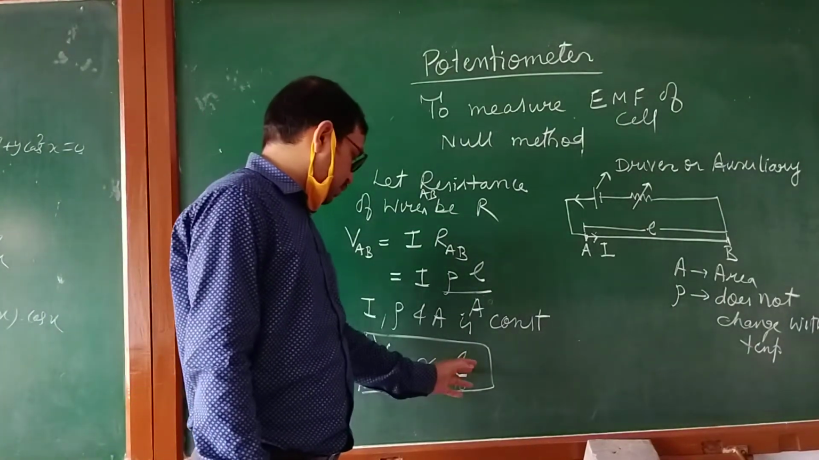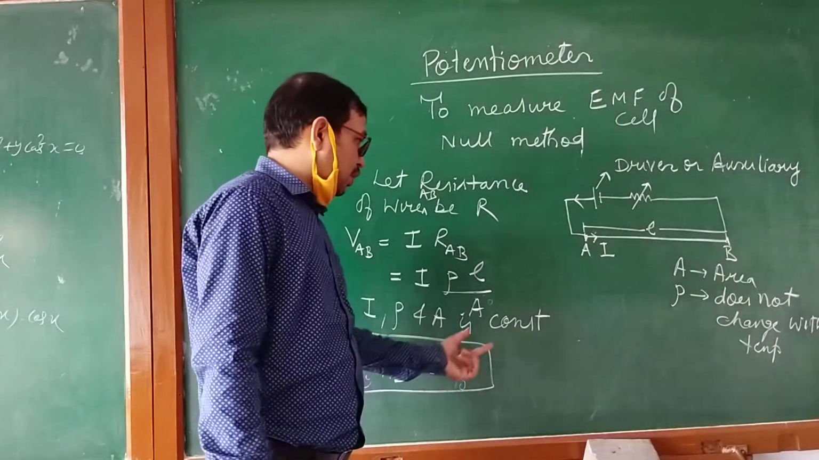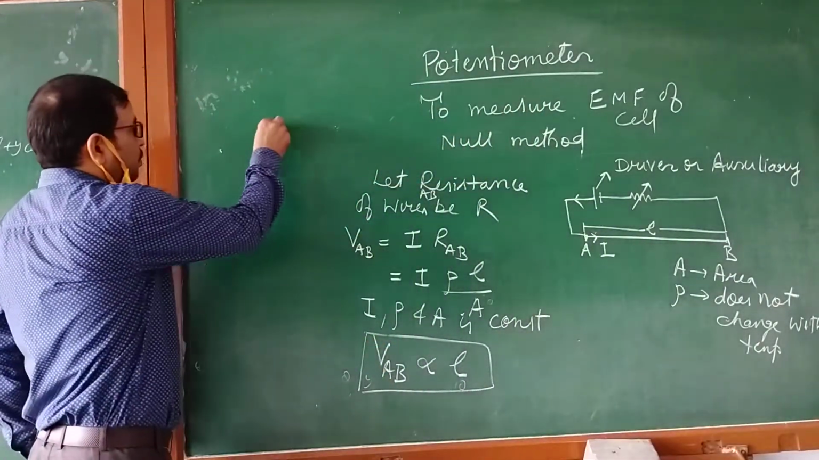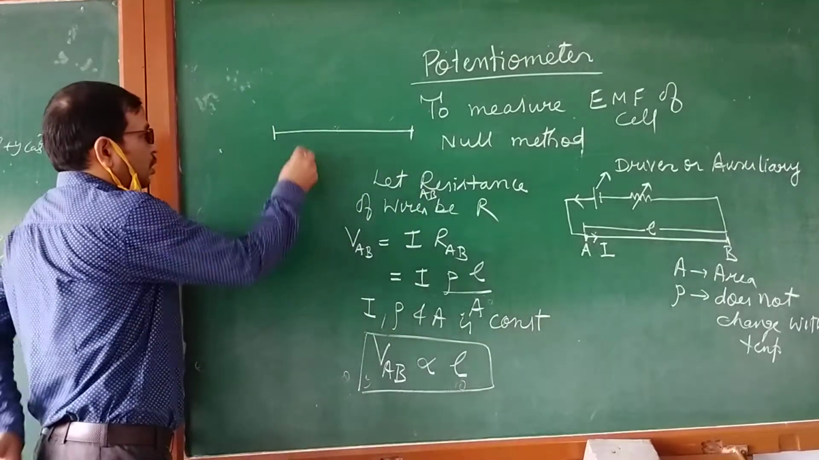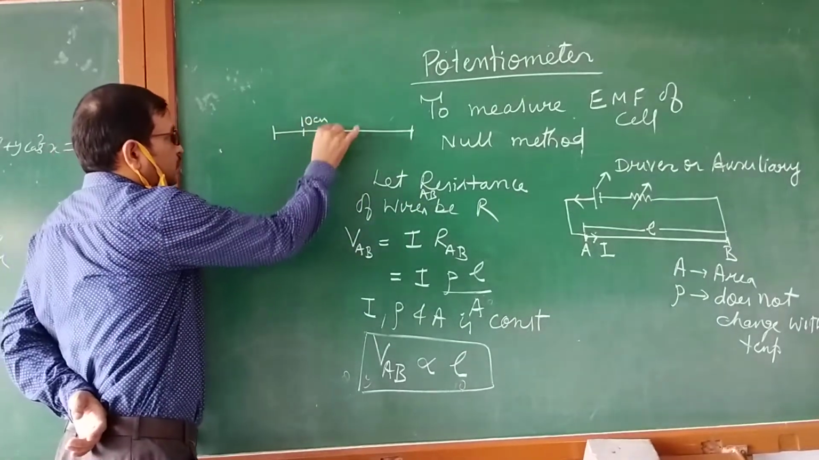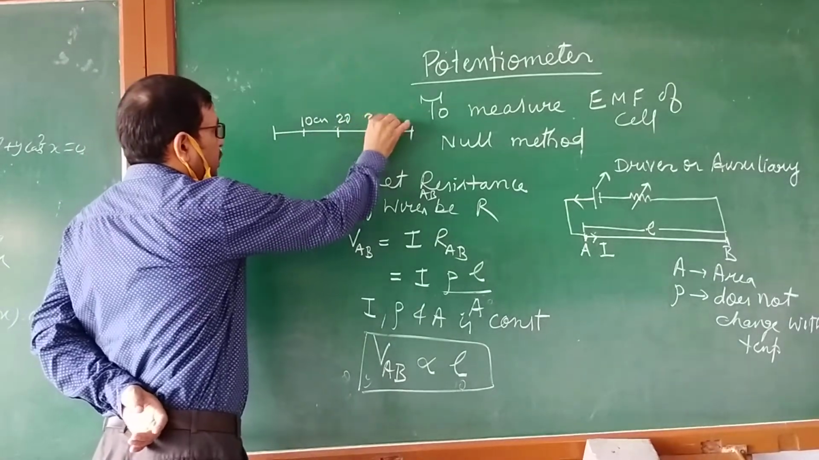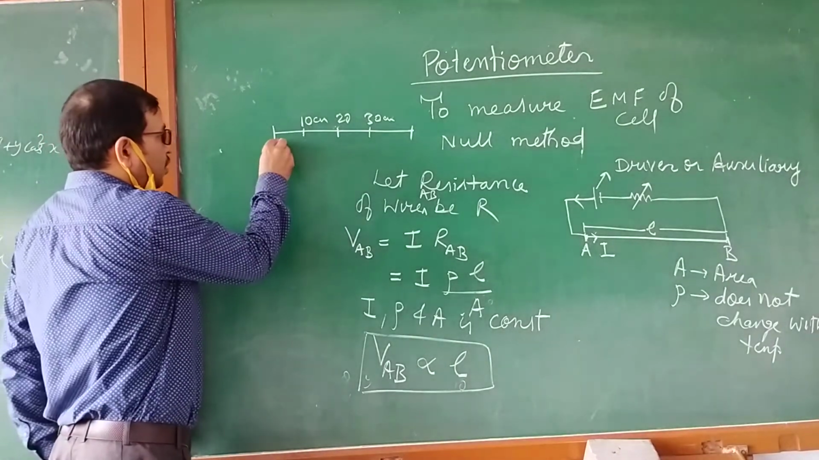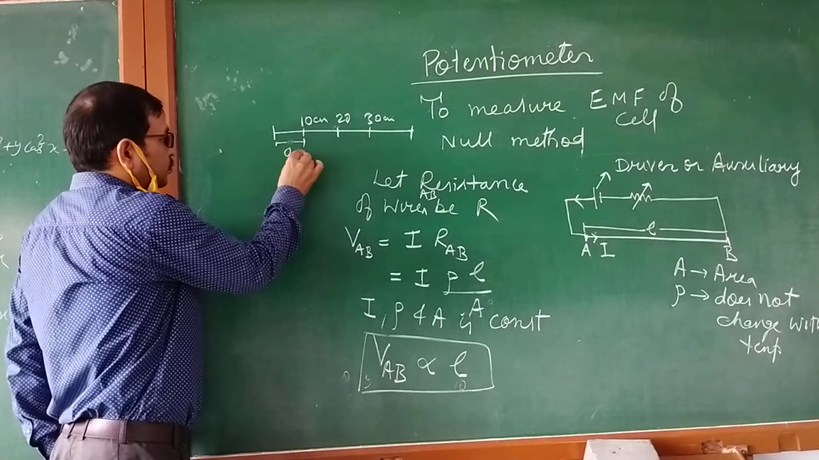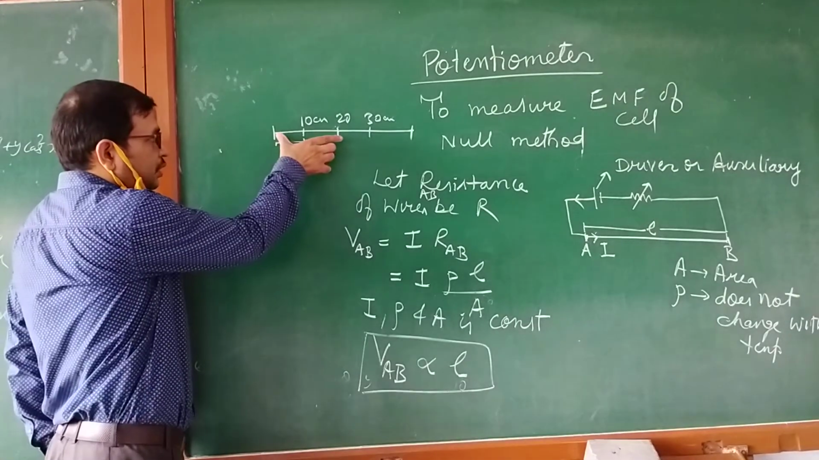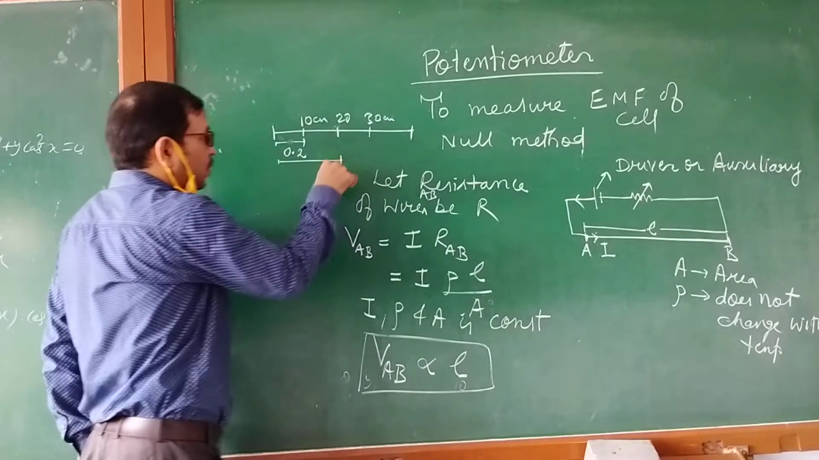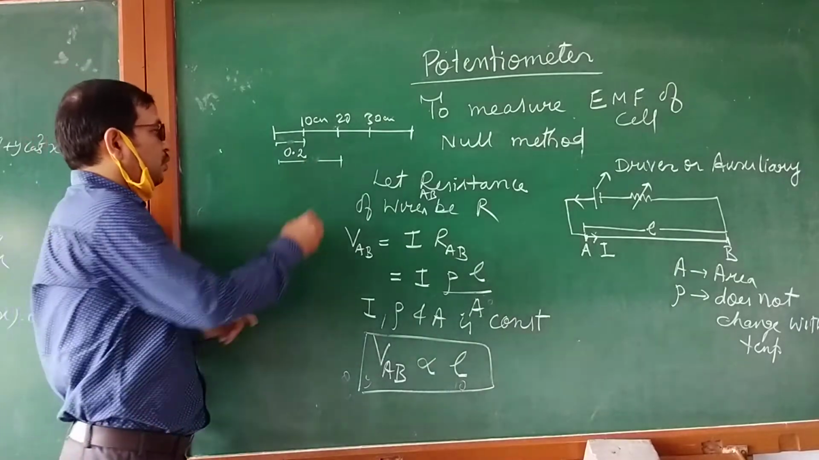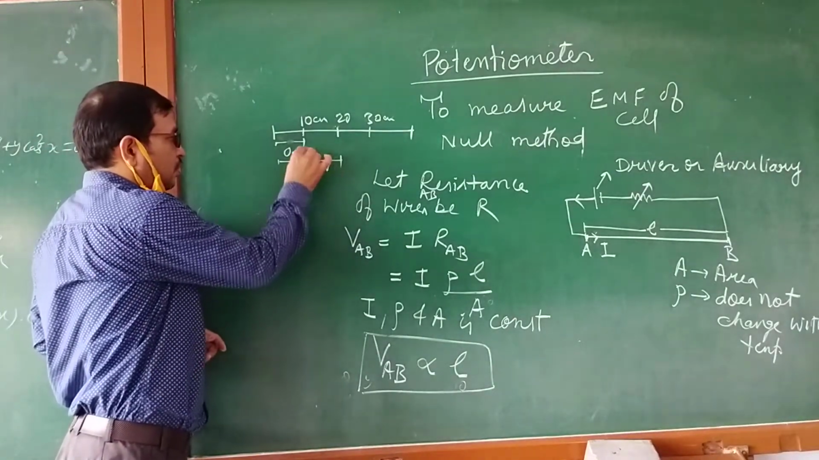So what is the meaning of this? Try to understand that the potential drop across the length of this wire AB is directly proportional to length. See here. Suppose this is 10 centimeter, this is 20, this is 30, like this. Now, in the first 10 centimeter, suppose the potential drop is 0.2. So in the 20 centimeter, the potential drop will be according to length. Length we have increased 2 times, so potential drop will also increase by 2 times. So it will be 0.4 volt.